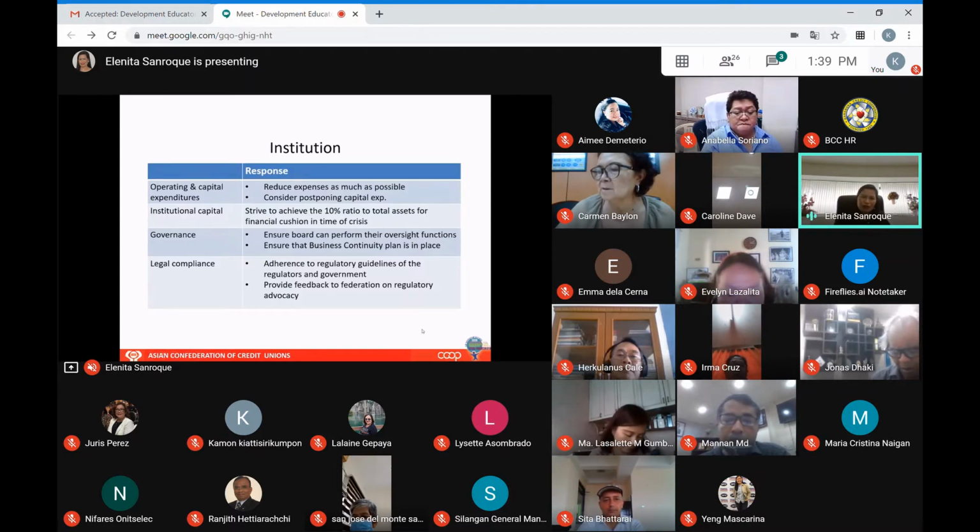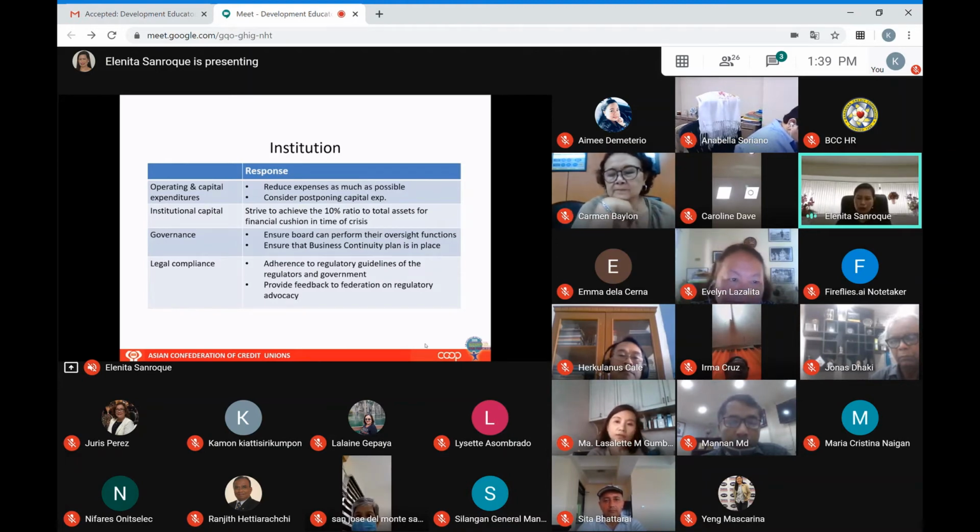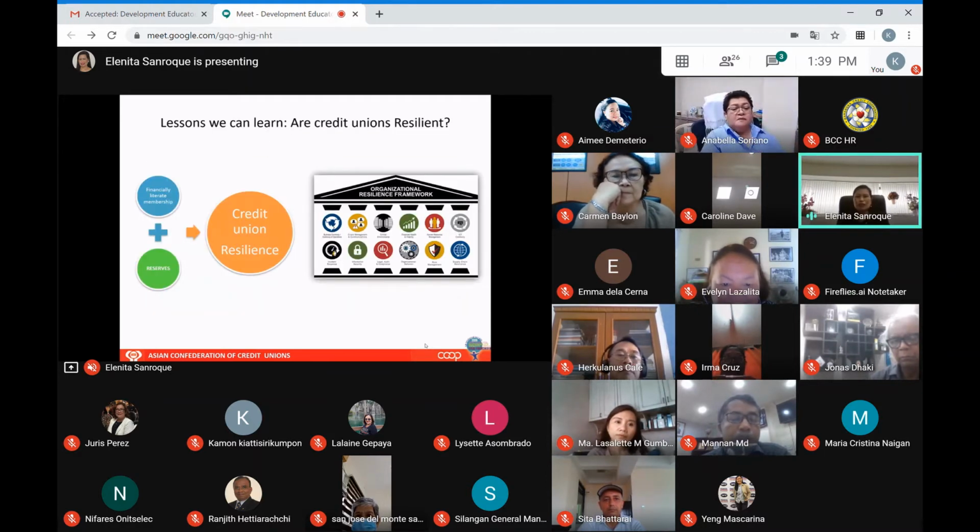And the last item is legal compliance, which I know you are already doing a lot. Adherence to regulatory guidelines of the regulators and the government. And we need to provide feedback to the Federation on the regulatory advocacy that they need to put forward to your respective regulator. Okay, the lesson that we can learn.